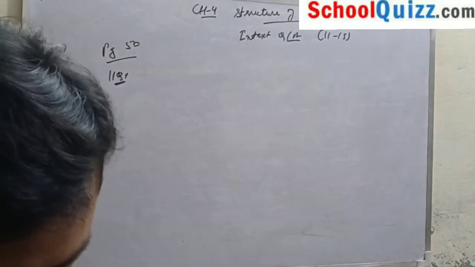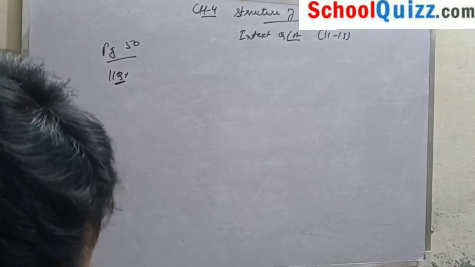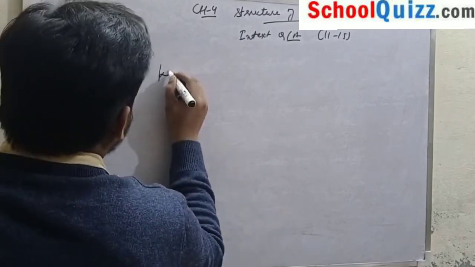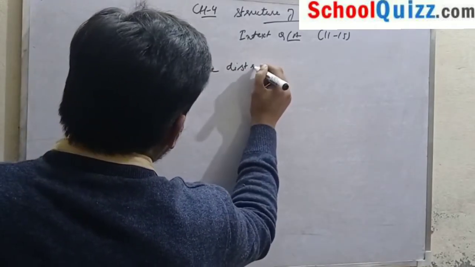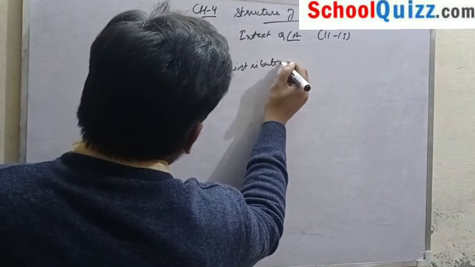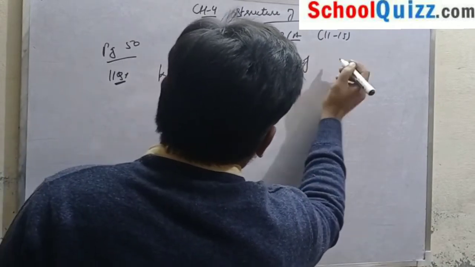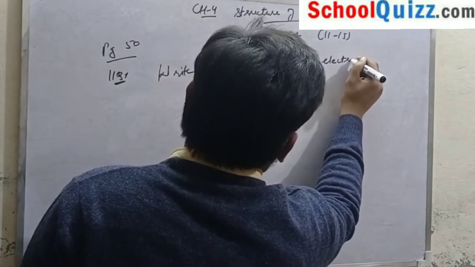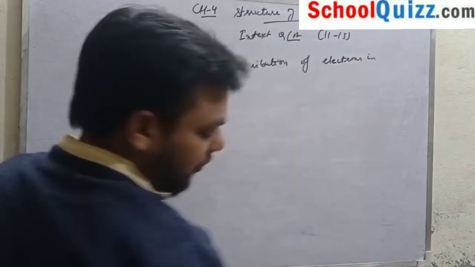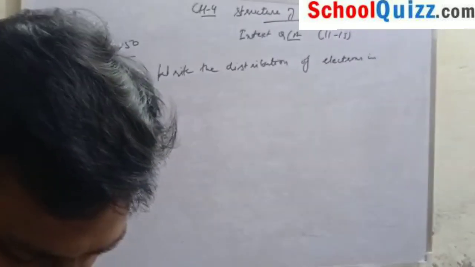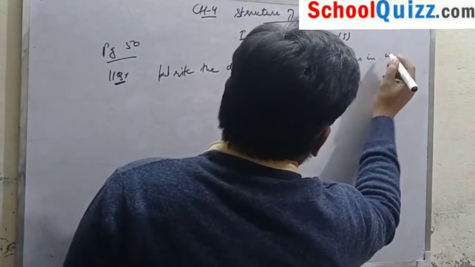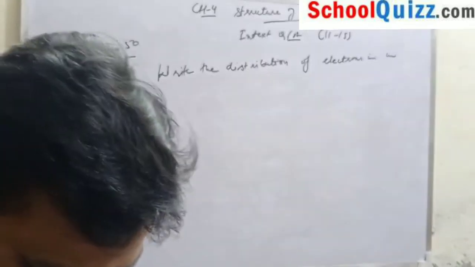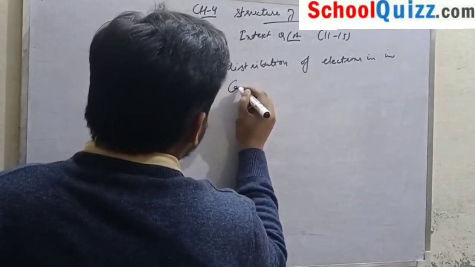Question number 11. First one is: write the distribution of electrons in carbon and sodium atoms.